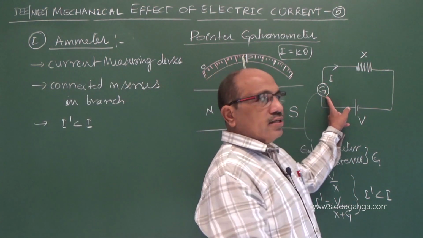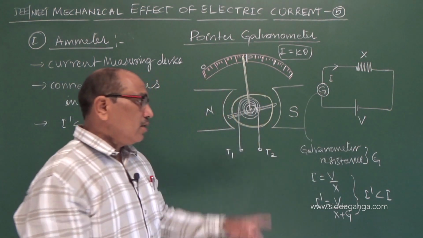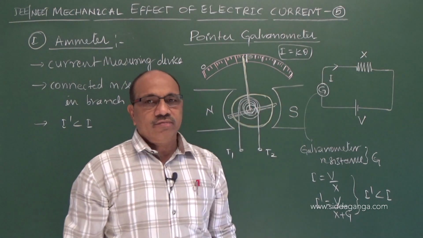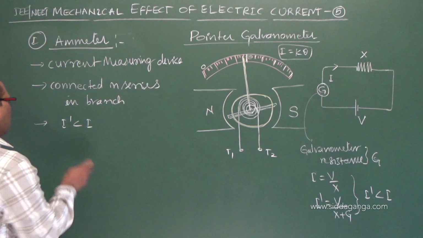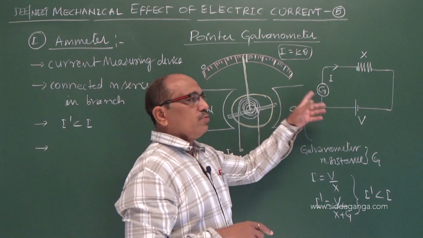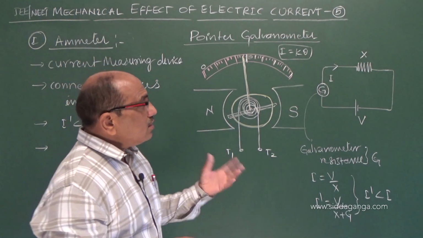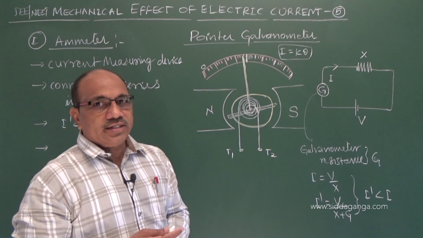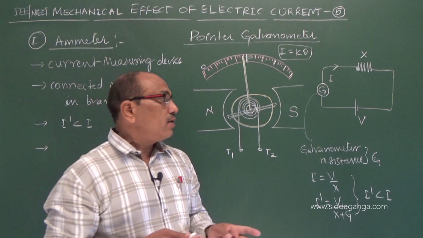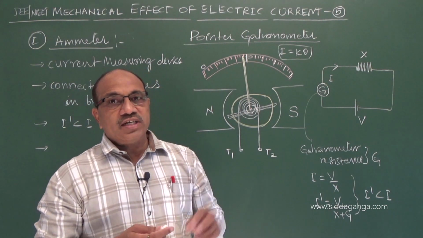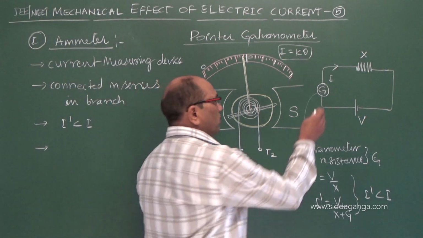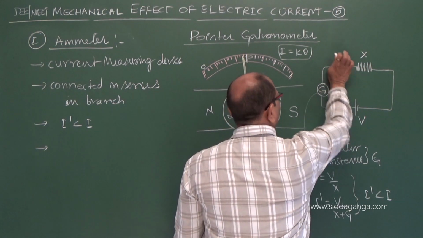That means after connecting the galvanometer in the circuit, the current in the circuit decreases because of its finite resistance. So in order to minimize the effective resistance of the ammeter, this galvanometer resistance has to be minimized. You learned in the Ohm's law chapter, current electricity: if a resistance is connected in parallel, then the effective resistance becomes less than the least of those two. Therefore, I can connect a resistor here.